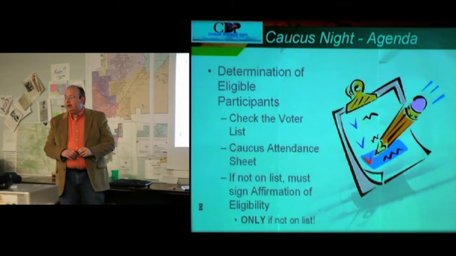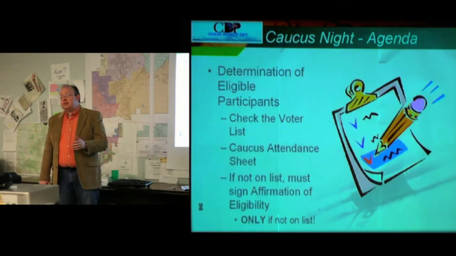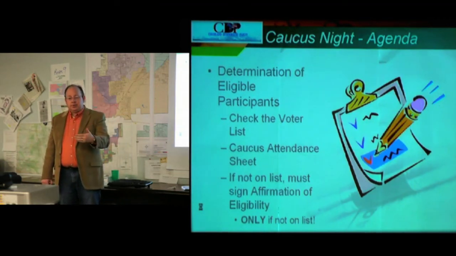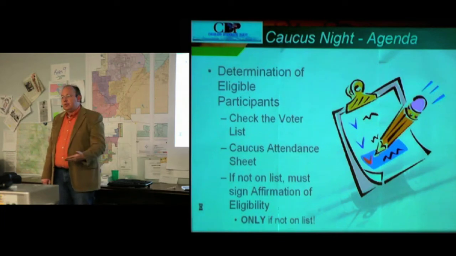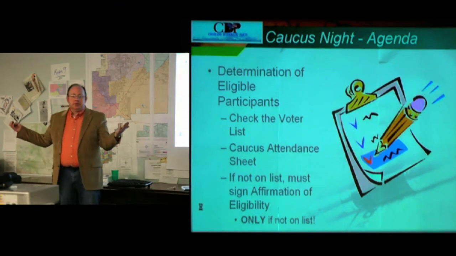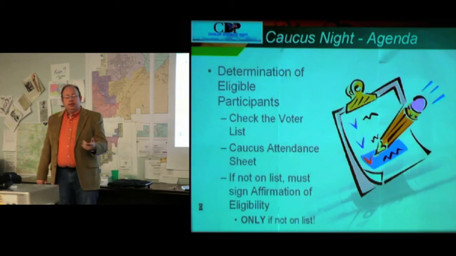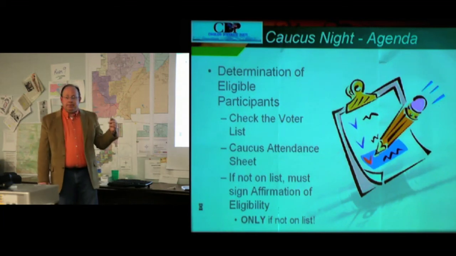And there's a form in your packet called an affirmation of eligibility. That affirmation of eligibility says, under oath, that person is saying, I am a registered Democrat in this precinct. I meet the requirements to participate at caucus. I don't know why I'm not on your sheets, but I should be, and I've done everything I need to do to be on those sheets. So they fill that out, and they can participate.